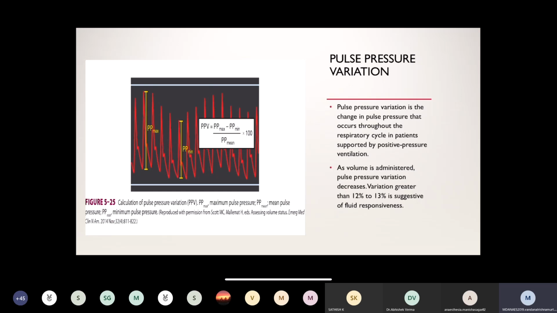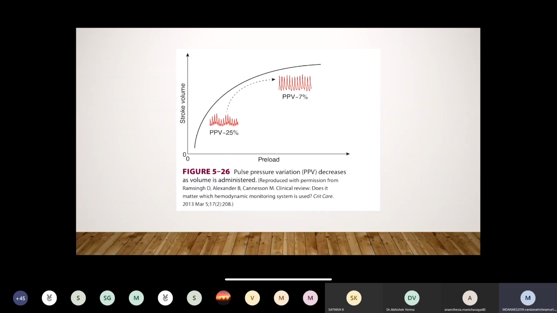As volume is administered, pulse pressure variation decreases. A variation greater than 12 to 13% is suggestive of fluid responsiveness. As you can see, when PPV is 25%, after giving the fluid therapy the PPV decreases to 7%.